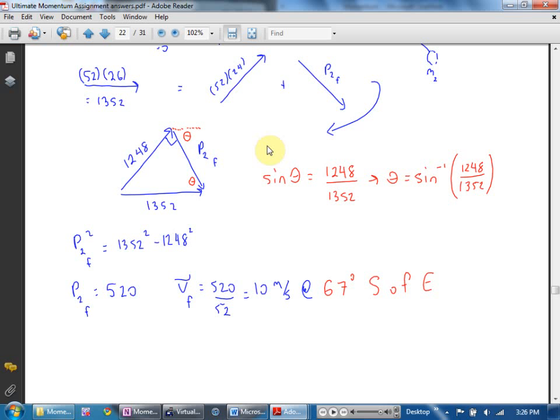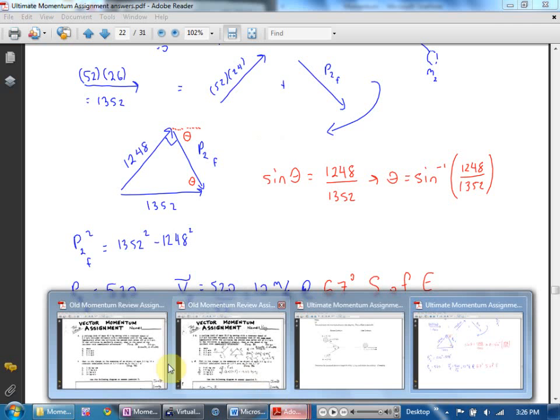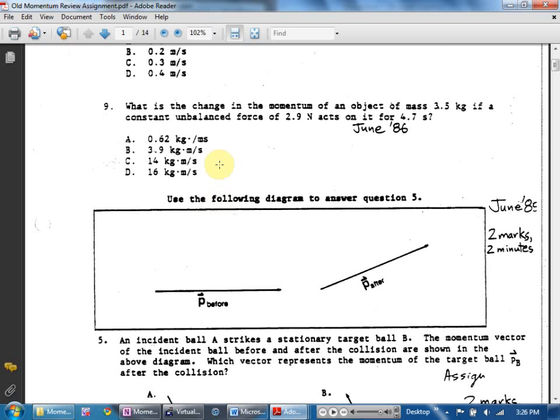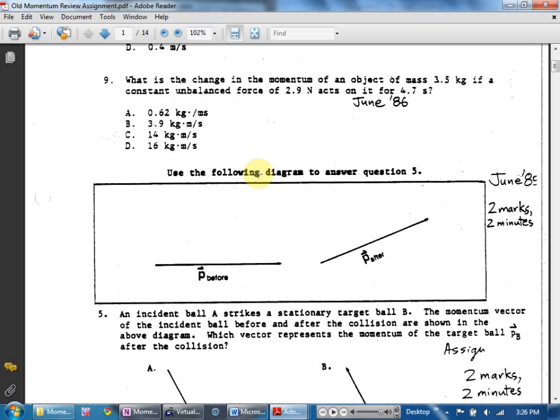Okay, then look up. Let's do a bunch very quickly. Boom, boom, boom. Number nine here. This is an old review, so that's why I don't have a copy for you. It says, what is the change in the momentum of an object of mass, blah, blah, blah, if a constant unbalanced force of that big acts on it for that? So change in momentum. What's another word for change in momentum? Impulse. Am I going to use final minus initial change in momentum here? No. No.